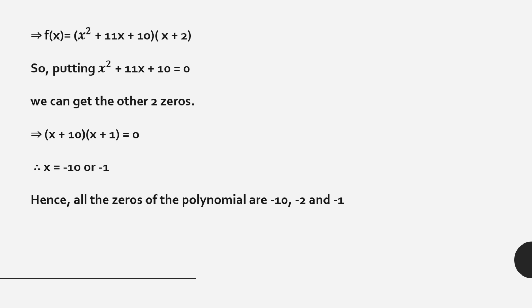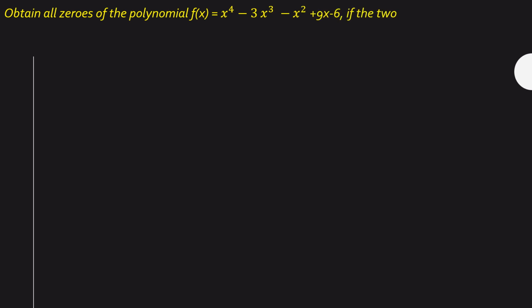This is the general problem where we have rational numbers as one root and finding the remaining roots. The sum of the zeros are given in irrational numbers. For example, obtain all zeros of the polynomial f of x, a fourth degree expression I have taken here: x power 4 minus 3x cube minus x square plus 9x minus 6, if two of its zeros are minus root 3 and plus root 3. These are irrational numbers.